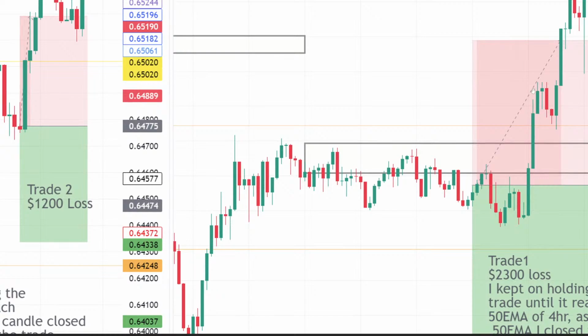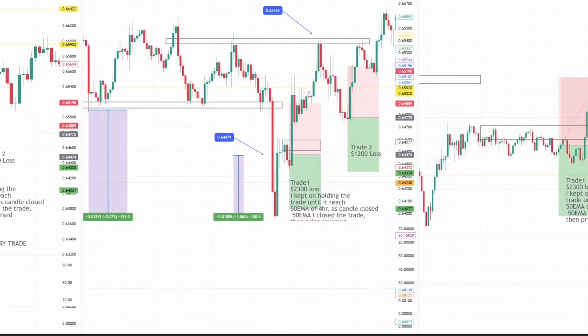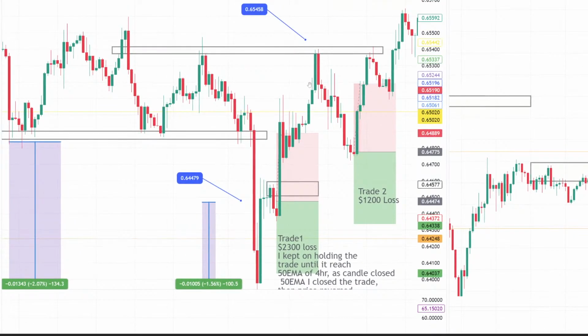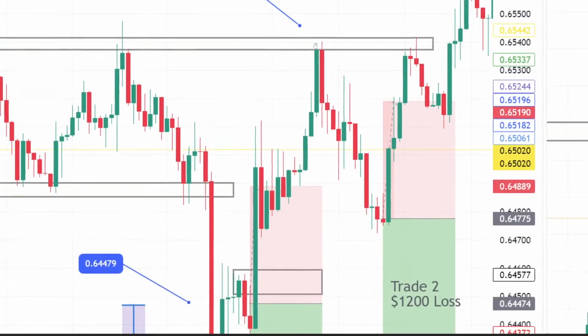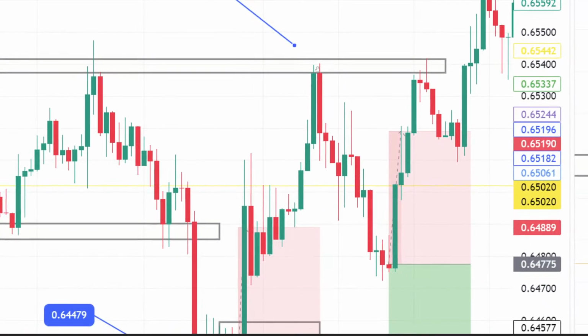I thought, okay, it was moving really fast. The condition was violated, and so I didn't exit. Then I added more positions onto it, and then it went up. Here, I closed exactly here. I closed, then I added more, and then it went up.